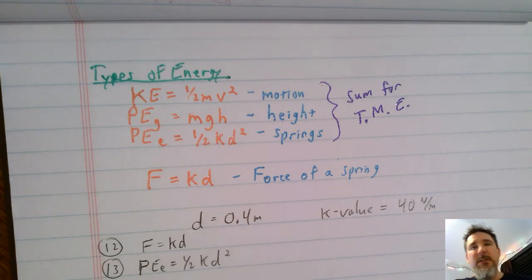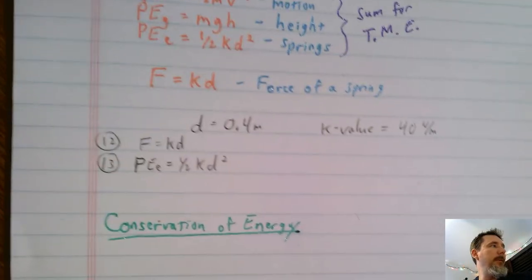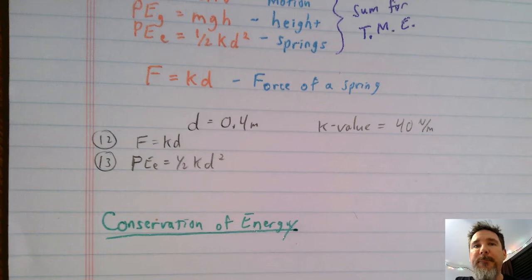In a lot of our situations here, we ignore that. So it'll be very clear if there's going to be friction involved or not. It's pretty safe to assume there's no friction unless it says there's friction. So, what if I put that up there? Yeah, conservation of energy is what I've been talking about.